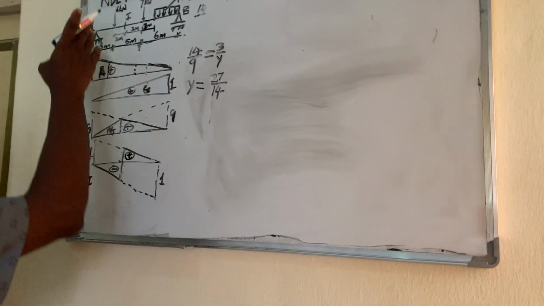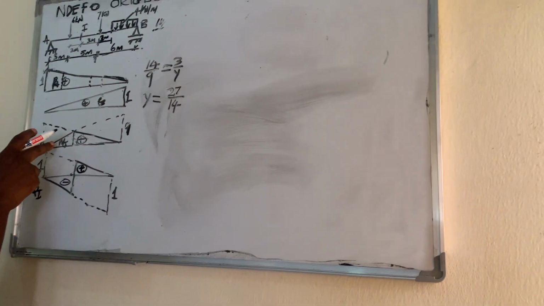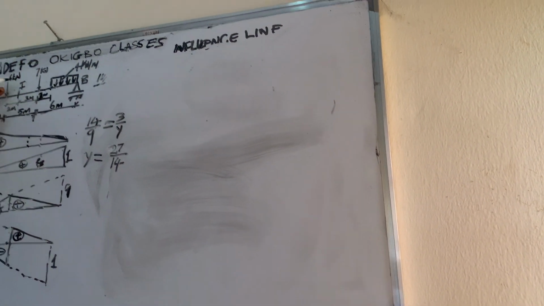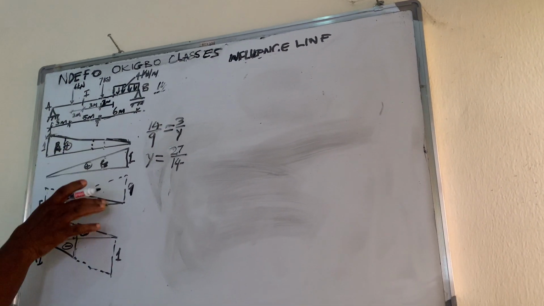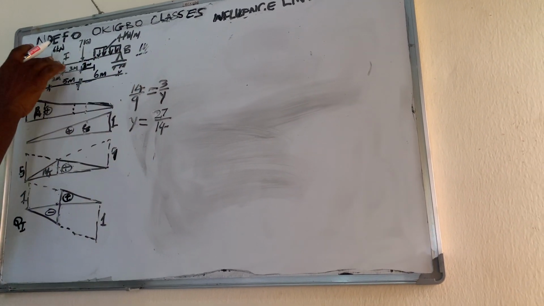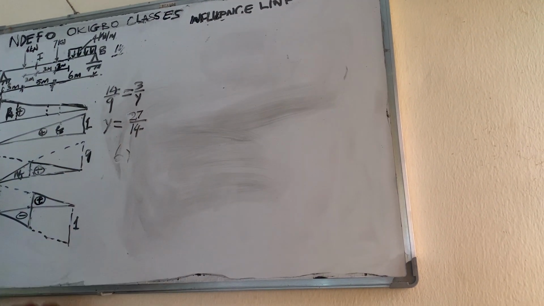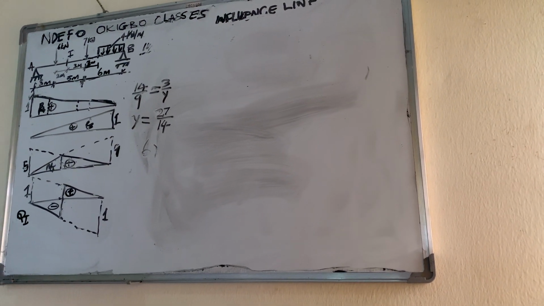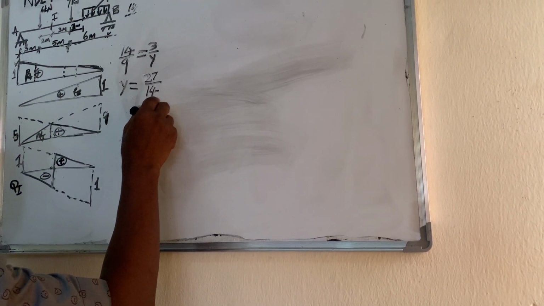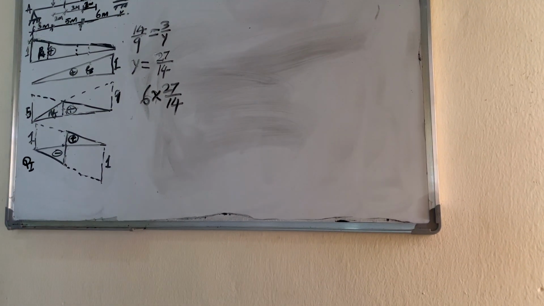So we have got that y to get the effect of 6 kilonewton on the bending moment at point I, no longer RB. This bending moment diagram is for point I, but it could be for any point. So for point I, it will be 6 times 6 times 27 over 14. That is the effect of 6 on bending moment.